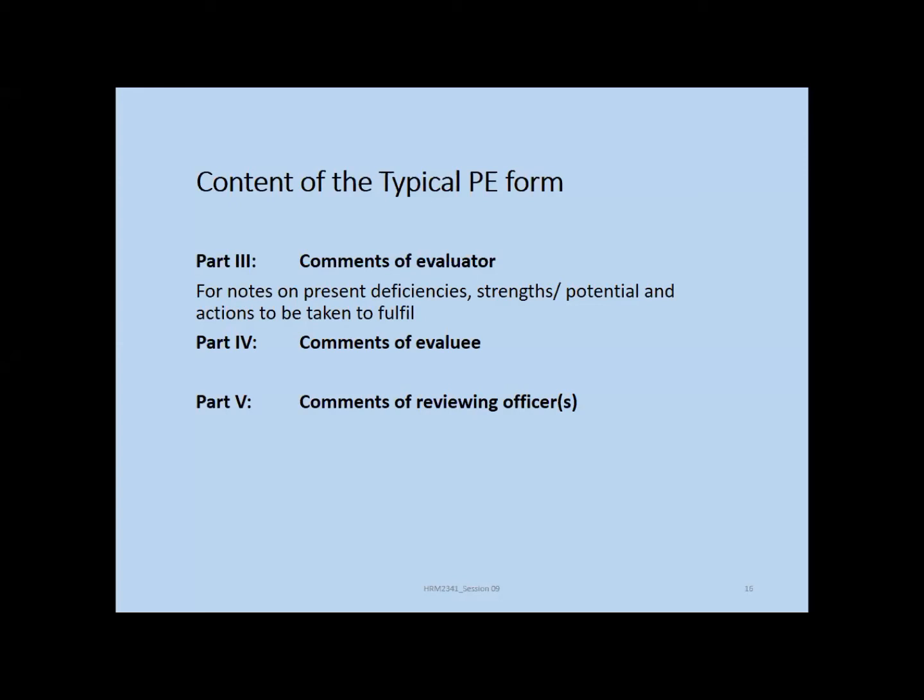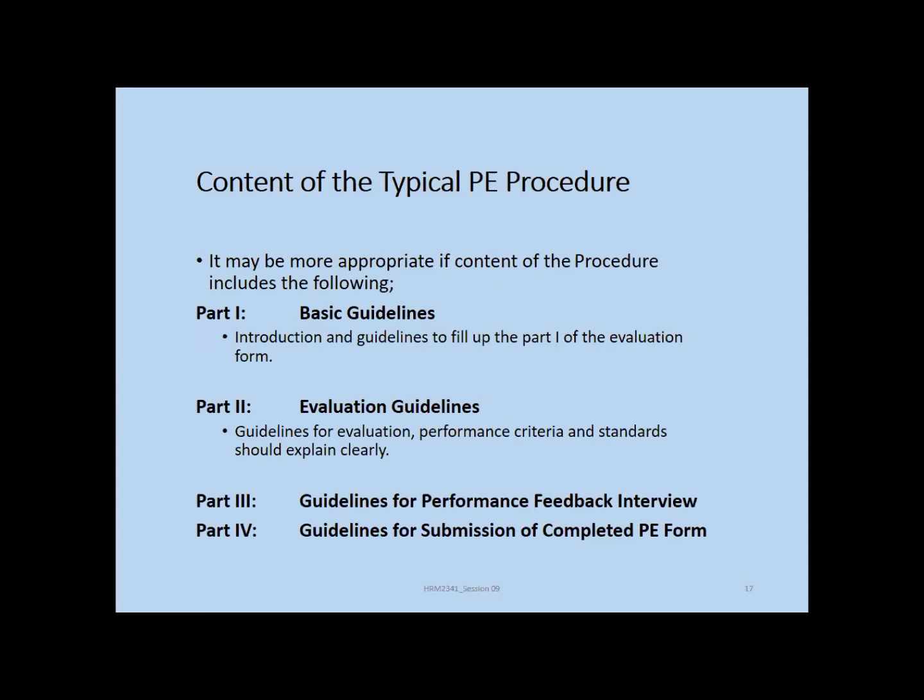Sometimes it may be the employees or an officer from the HR department. Sometimes it is the person who is in charge of the performance evaluation process. We can allocate another segment to comments of the reviewing officers. Another main document is the content of the typical performance evaluation procedure. This is used for another purpose, that is, to communicate the relevant specific guidelines to the evaluator.